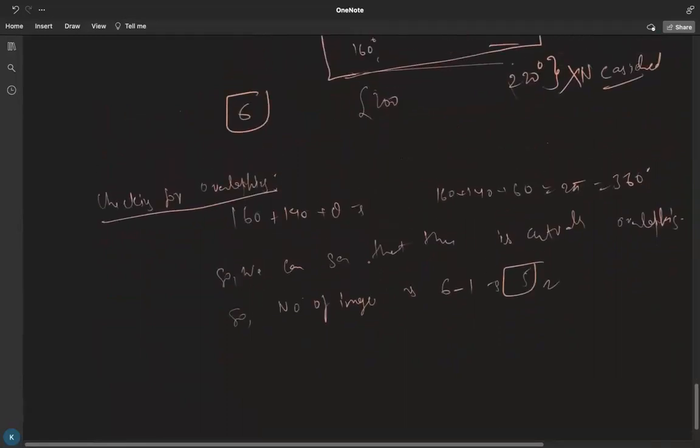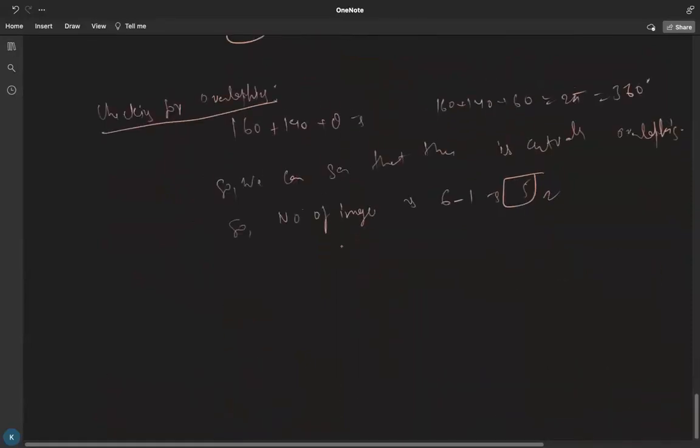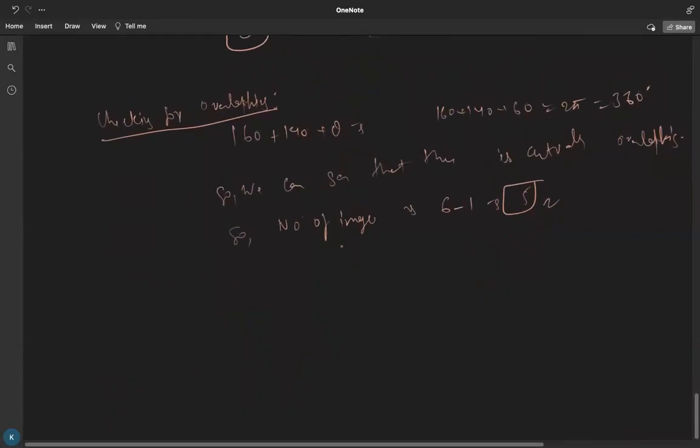So actually the total number of images will be 6 minus 1, which is equal to 5. I hope this will be clear to all of you, right? Let's take another example to clear this concept. Let's take 2 examples to clear these cases, right?